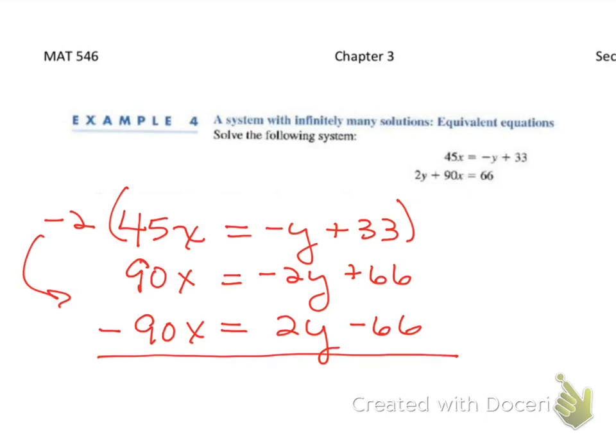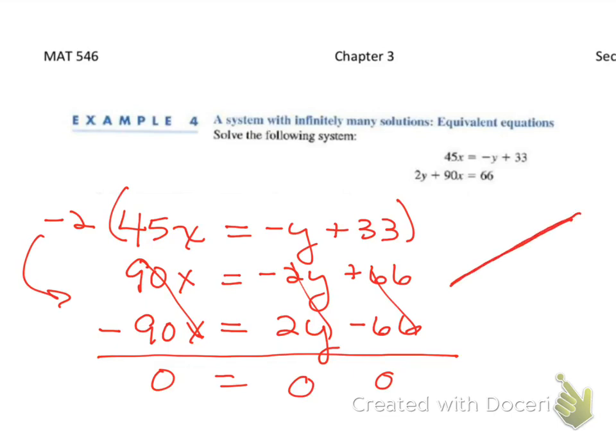Okay, oh gosh, look what happens. This cancels. Ooh, that cancels. Ooh, that cancels. Okay, so what do I know? 0 equals 0. Is that a true statement? Yes, it is indeed a true statement. Okay, but it doesn't give me any additional information. So what is that telling me? That's telling me that one line is on top of the other line.